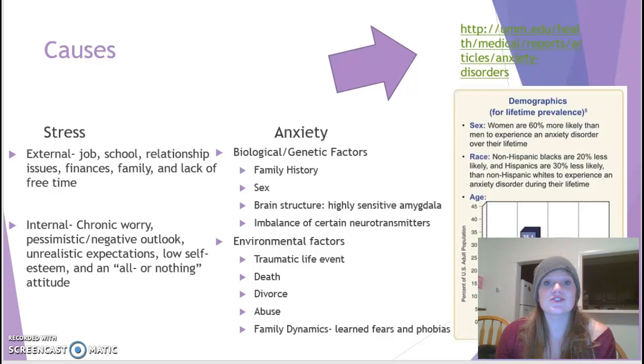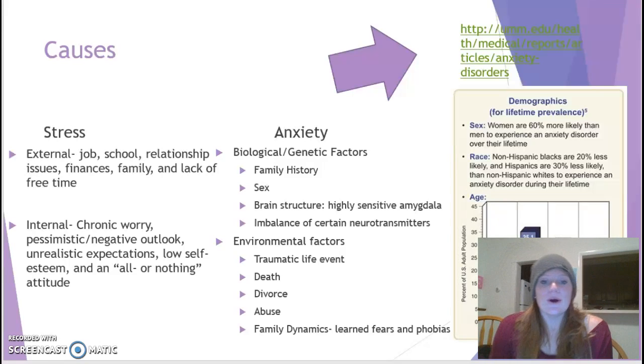So, the causes of stressors: external and internal. External is what we talked about before: job, relationship issues, finances, and really lack of free time, which I know a lot of us struggle with. Then internal causes, like chronic worry, pessimistic attitude, negative outlook on life, unrealistic expectations like trying to be a perfectionist, low self-esteem, and then the all or nothing attitude. So it's saying, like, if I fail this presentation, I'm going to be a failure, I'm going to have to drop out of school.